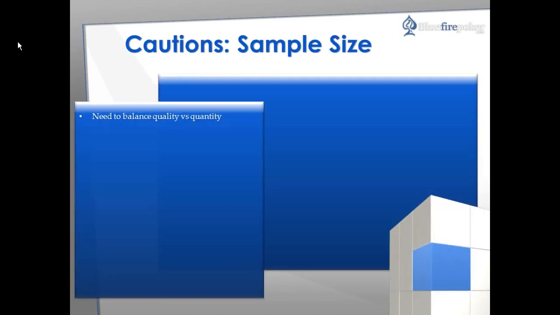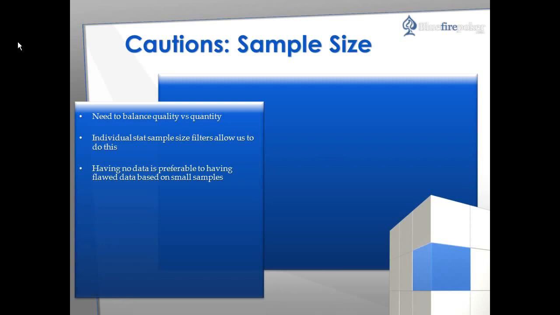There are a number of factors you need to take into account when using stats from your HUD, and the first and most important of these factors is the sample size that your stats are based on. We have a need to balance the quality of the information we're using versus the quantity of the sample that these stats are based on. Individual stat sample size filters in Hold'em Manager allow us to do this. And remember that having no data is actually preferable to having flawed data that's based on small samples.